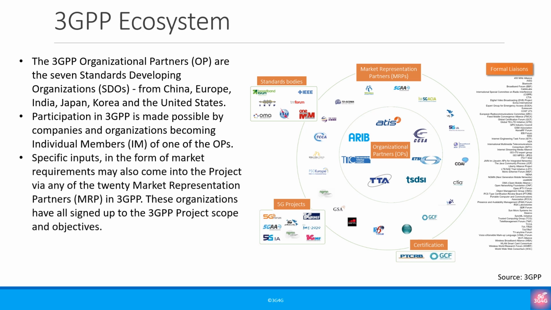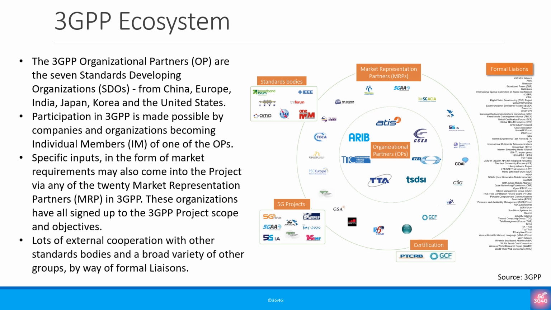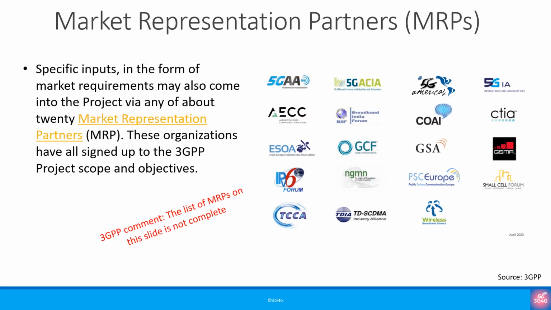Specific inputs in the form of market requirements may also come into the project via any of the 20 or so market representation partners in 3GPP. These organizations have all signed up to the 3GPP project scope and objective. There is also lots of external cooperation with other standards bodies and a broad variety of other groups by way of formal liaisons.